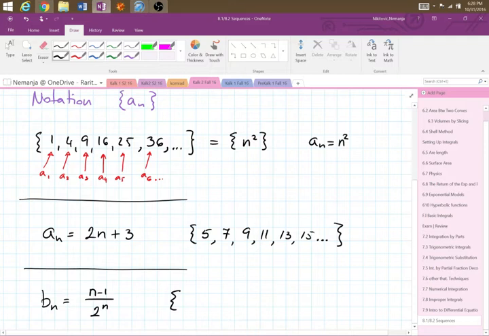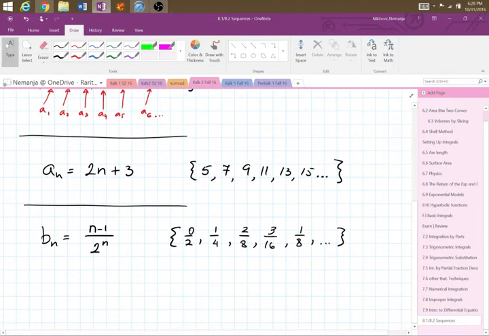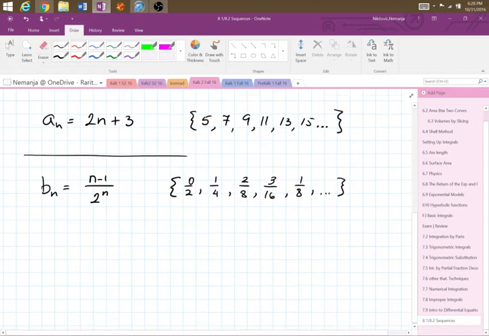So we start with 1. It's going to be 0 over 2, then 1 over 4. Then when it's 3, it's 2 over 8, which is 1 over 4. And then after that, 3 over 16, and 4 over 32, which is 1 over 8. So we generated the first 5. You can simplify this. And so on.